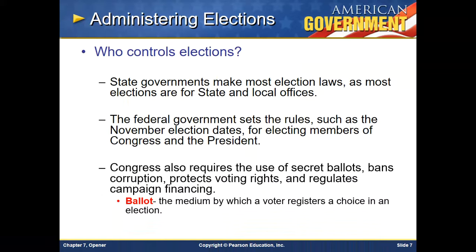They can also set the time for choosing when elections are going to take place. They can set the date for the Electoral College and the date that the Electoral College will cast their ballots. They can require elections to be secret. They've passed laws to protect the right to vote, and they also can prohibit corrupt practices in financing campaigns for federal offices. Again, they also require these ballots to be secret. Ballot, that is the medium by which a voter registers their choice for who they want to elect.